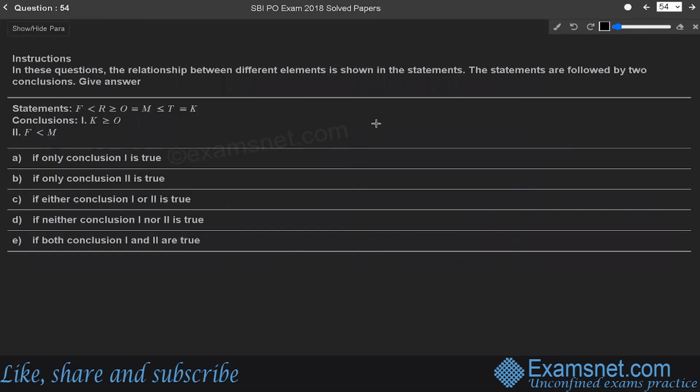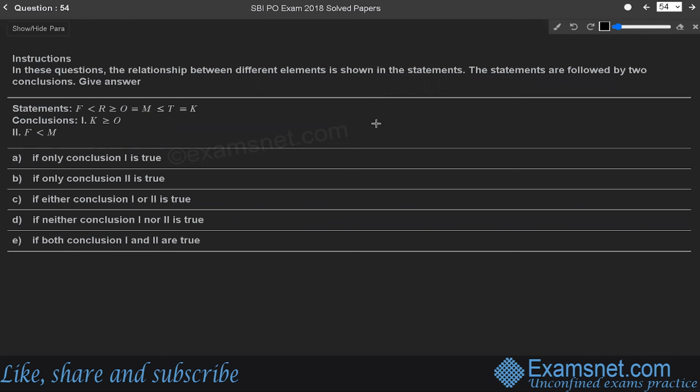Moving on to the next question, the instructions are, in this question, the relationship between different elements is shown in the statements. The statements are followed by 2 conclusions. Give answer. The statements are given here and 2 conclusions are given here. We can clearly see that T is greater than or equal to M, but T is equal to K. Also, K is greater than or equal to M. O is equal to M. Therefore, K is greater than or equal to O.